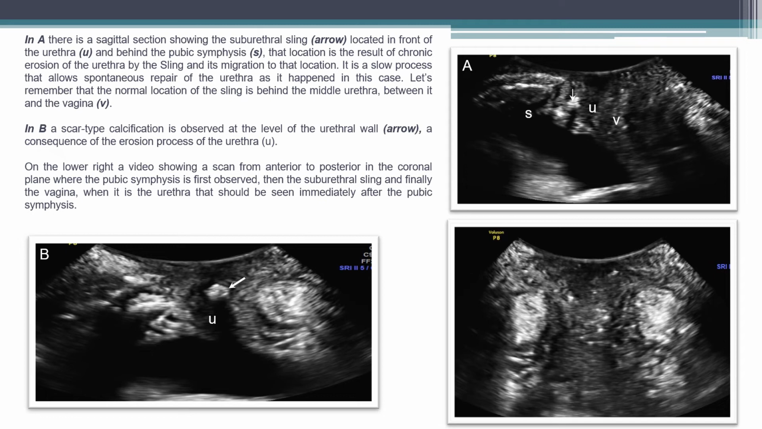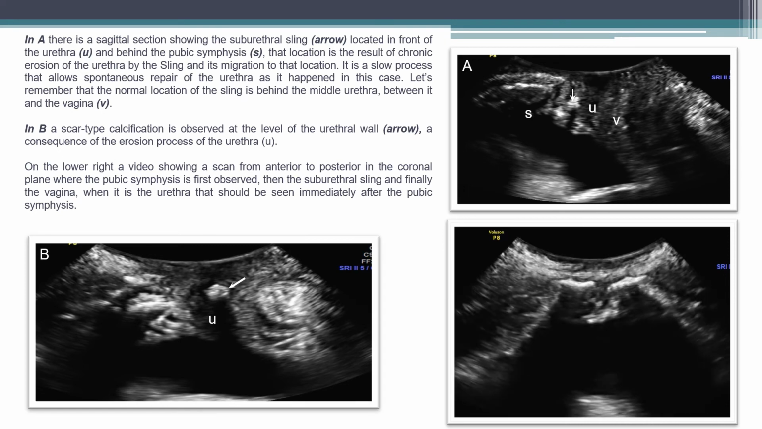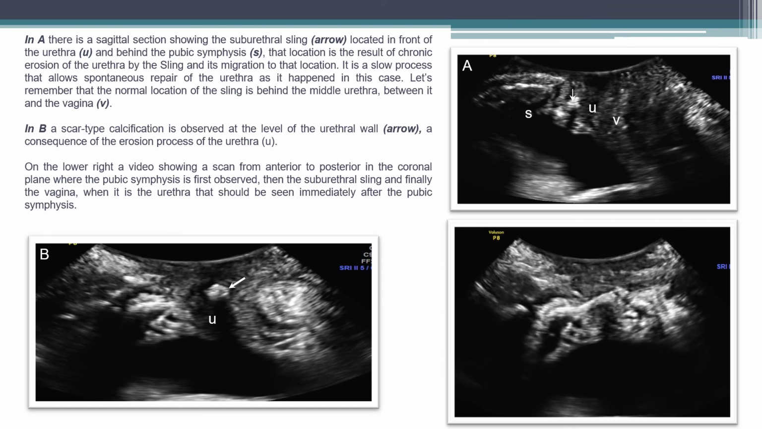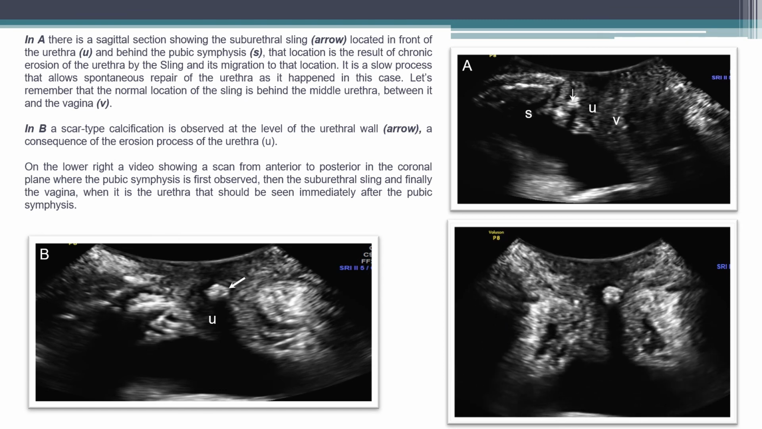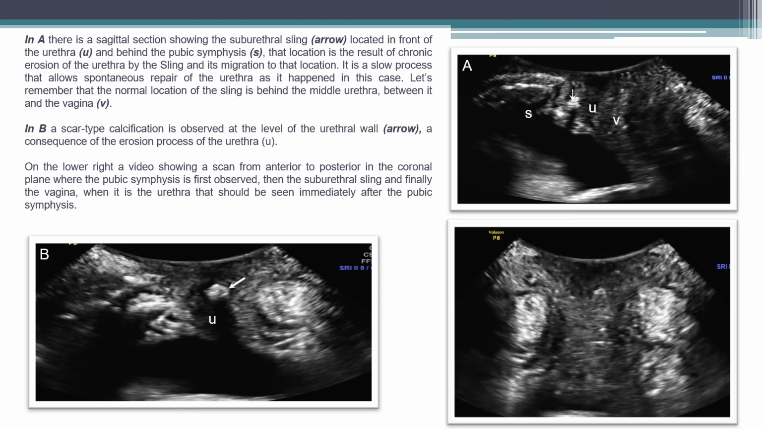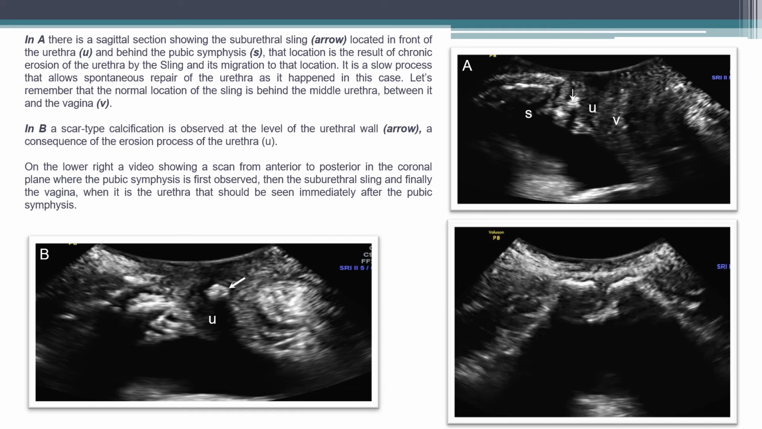In Figure B, a scar-type calcification is observed at the level of the urethral wall, marked with an arrow, a consequence of the erosion process of the urethra. On the lower right, a video shows a scan from anterior to posterior in the coronal plane, where the pubic symphysis is first observed, then the suburethral sling, and finally the vagina, when it is the urethra that should be seen immediately after the pubic symphysis.